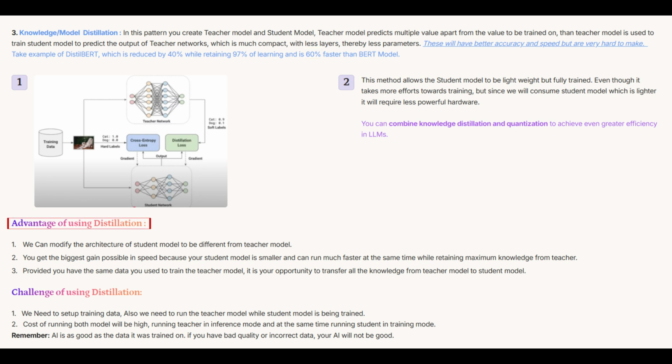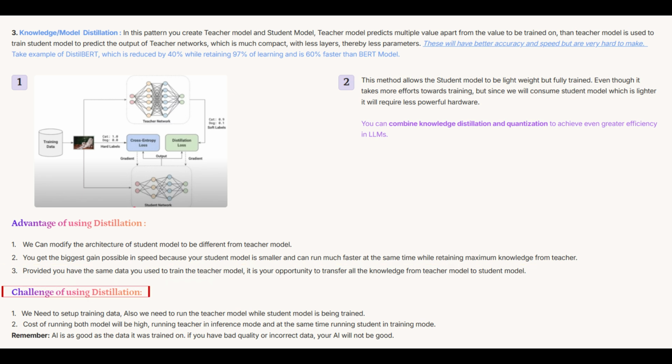An advantage of using distillation is that we can modify the architecture of the student model to be different from the teacher model. You get the biggest gain possible in speed because your student model is smaller and can run much faster, at the same time while retaining maximum knowledge from the teacher. Provided you have the same data you used to train the teacher model, it is your opportunity to transfer all the knowledge from the teacher model to the student model.